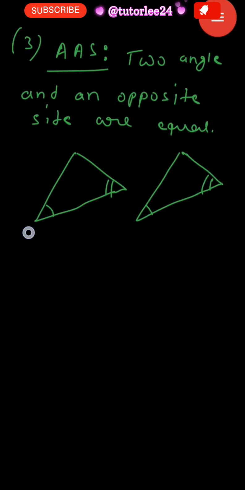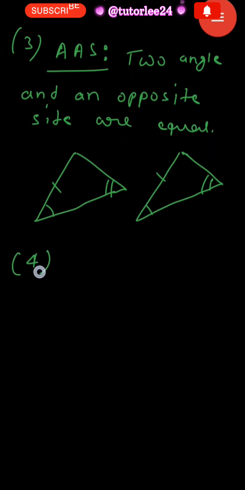So two angles and an opposite side are equal. What does opposite side mean? Here, two angles this and this, and the opposite of this angle, this side, and the opposite of this angle, this side are equal, or either the opposite of this angle, this side, or the opposite of this angle, this side. Then they are said to be congruent by angle side congruency. So here, given this and this, they are said to be congruent.